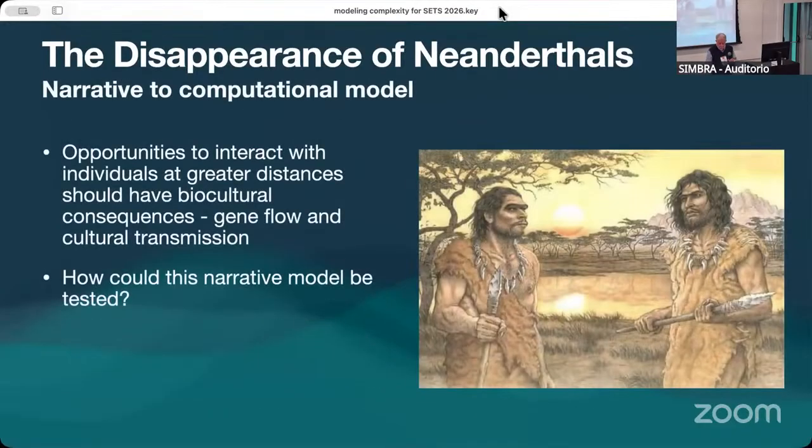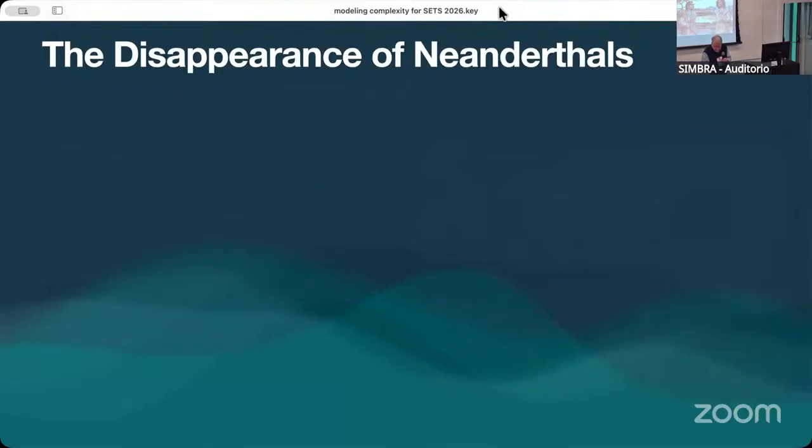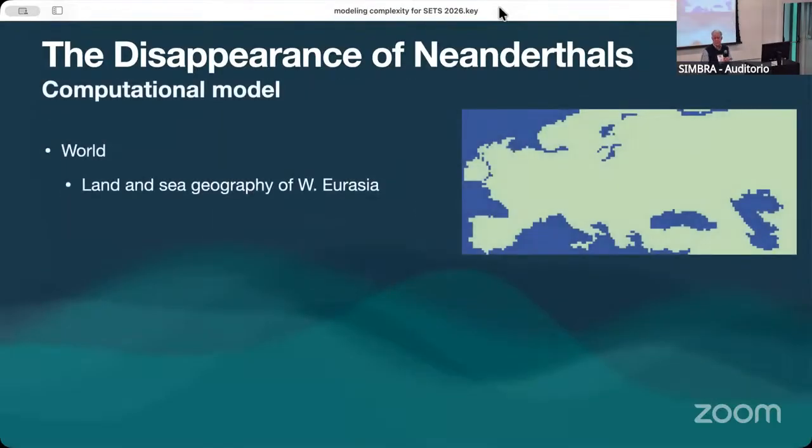So we said, this means if people could interact with a wider range of people over space, this should have some kind of consequences in gene flow, in reproduction, and in cultural exchange. And my colleagues and I talked about this, but how could we actually represent and simulate this in a systematic way in order to test these ideas? So we made a model.